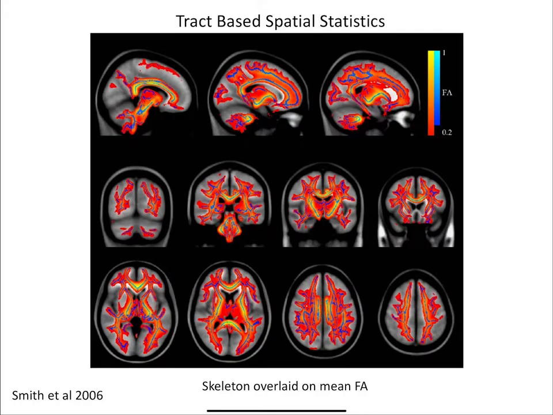And so this is a picture of that skeleton, where you're seeing in blue the skeleton overlaid on the mean fractional anisotropy. You can see that skeleton falls right in the middle of the ridges, the peaks of that fractional anisotropy. Okay, so it's trying to say, on average, where do we want to measure the fractional anisotropy to compare between subjects?